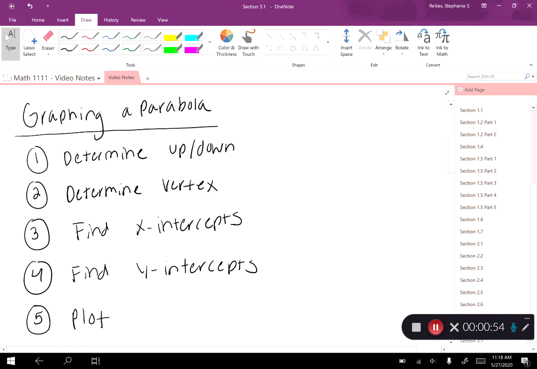To graph a parabola, we'll follow the following 5 steps. Determine whether the parabola is facing up or down. Find the vertex. Then next, find the x and y intercepts. And then finally, plot and draw your graph.